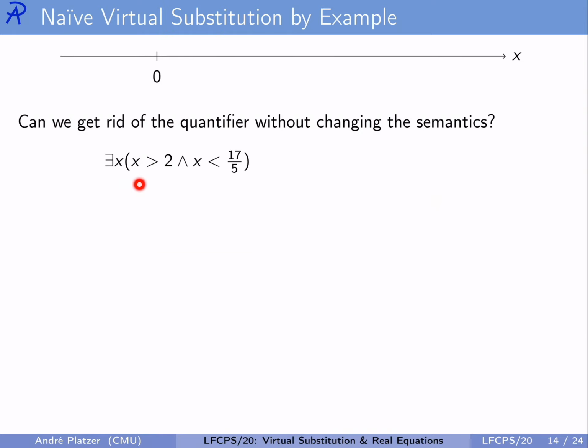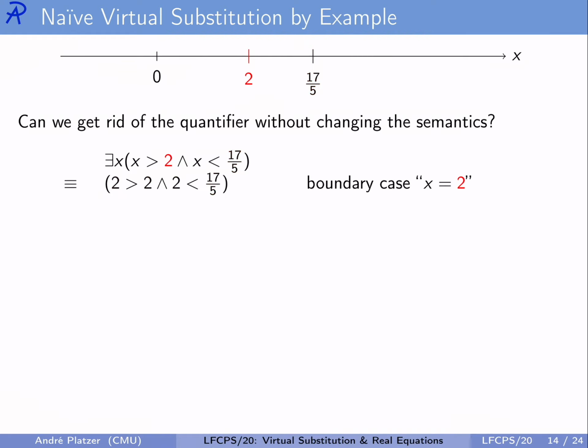There is an x such that x is greater than 2 and x is less than 17 over 5. Well, of course, we could compute the answer to that somehow, but if we're trying to be systematic about it, this formula apparently is mentioning the number 2, so maybe that's the answer. It is also mentioning 17 over 5, so maybe that's the answer. 2 and 17 over 5, but of course these are not the only points where the formula could be true at. It could be true anywhere else as well.